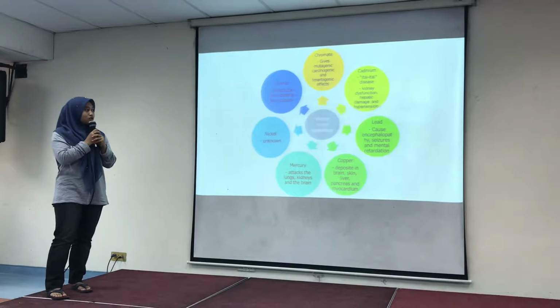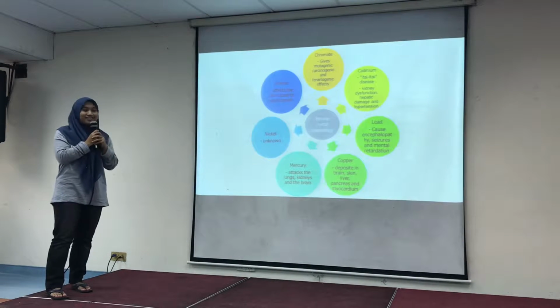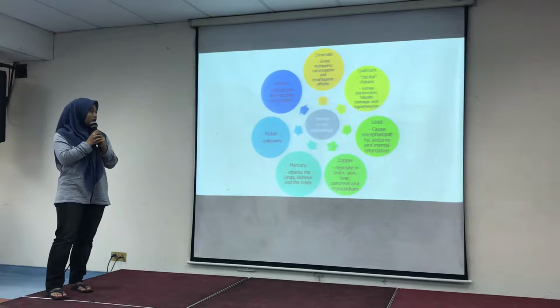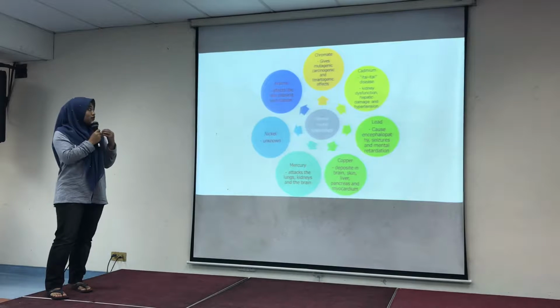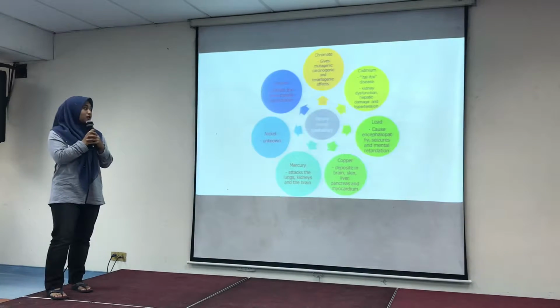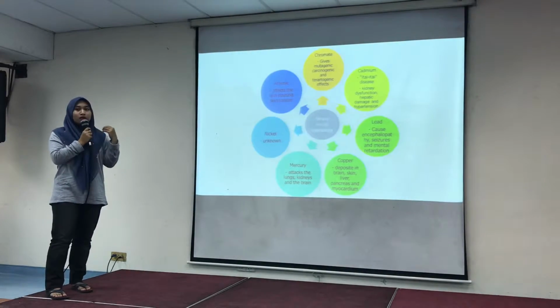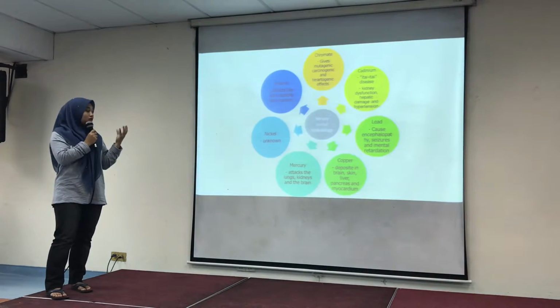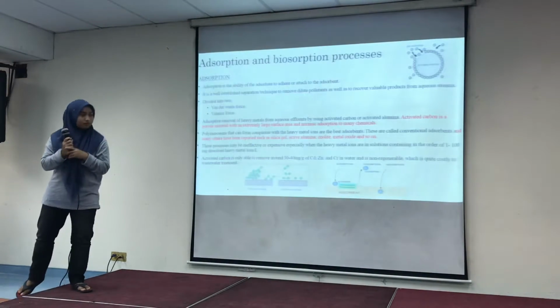Lead can cause encephalopathy, seizures and mental retardation. Copper can deposit in brain, skin, liver, pancreas and myocardium. Mercury attacks the lung, kidneys and the brain. Arsenic affects the skin, causing skin cancer. And lastly, nickel, whose effect on human beings is not yet known.